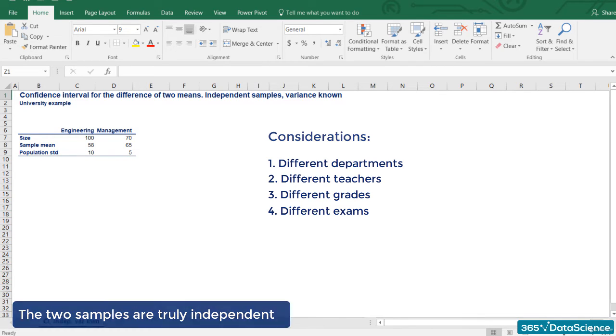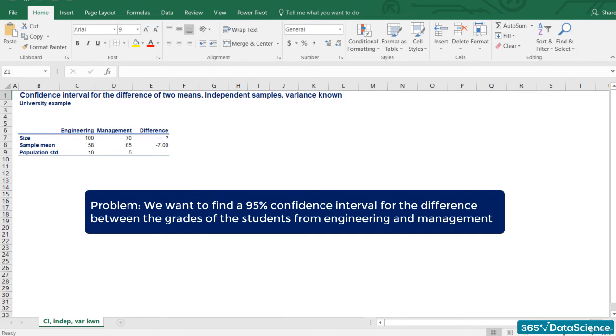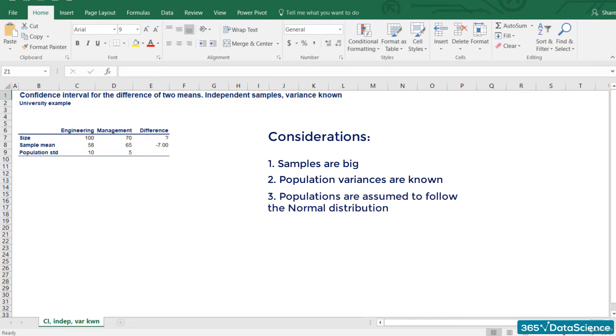All right, what are we testing? We want to find a 95% confidence interval for the difference between the grades of the students from engineering and management. As with every confidence interval, we must identify the test statistic. Samples are big, population variances are known, and populations are assumed to follow the normal distribution. All this information points us to the z statistic instead of the t.